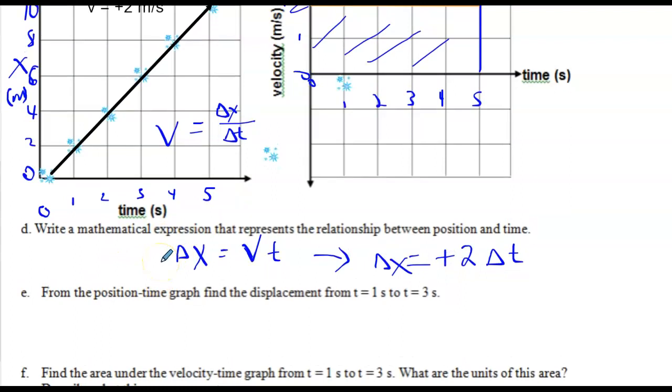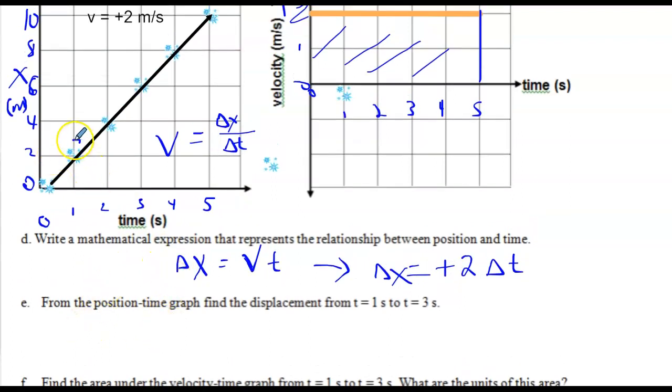From the position versus time graph, we're supposed to find the displacement from 1 to 3 seconds. So from 1 to 3 seconds, we're just looking for the change in position. So this is our final position here at 3 seconds, and this is our initial position at 1 second. So displacement here, it would be this location, which is +6. And we're going to subtract off the initial position, which was 2. So 6 minus 2 is +4.